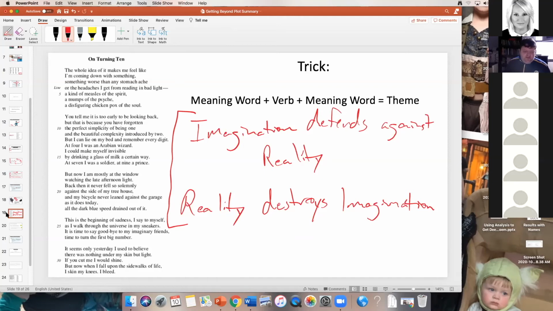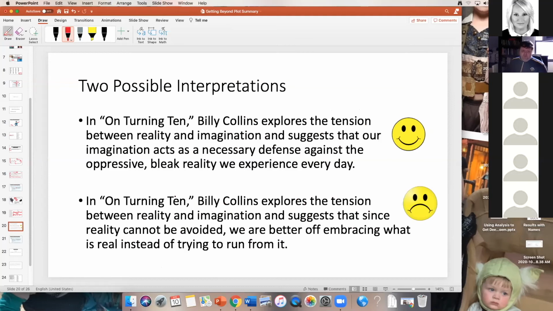Let me show you what I've done. Now, I've taken these ideas, this brainstorming, I've made 2 thesis statements with 2 possible interpretations. Now, these are 2 of an infinite number of interpretations, okay? So the first one's in On Turning 10, Billy Collins explores the tension between reality and imagination and suggests that our imagination acts as a necessary defense against the oppressive, bleak reality we experience every day. Now, this is not something that I think a lot of people would say if I asked what this poem is about. I don't think they would necessarily say this. This is an interpretation, and that's a good thing.